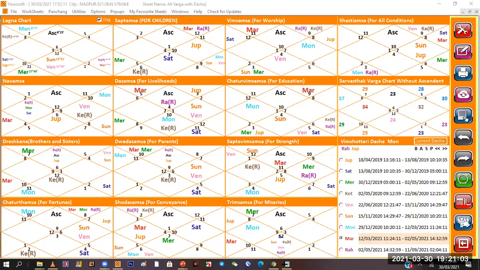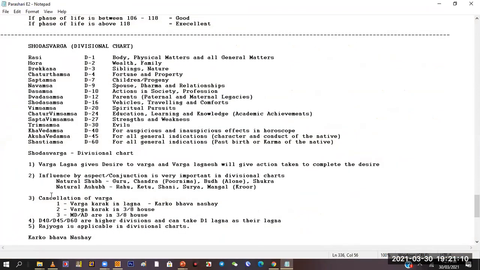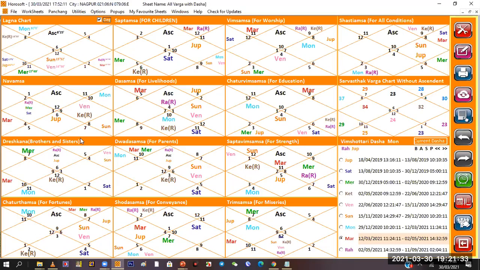So I hope this particular concept is clear. Now I'll take up the next sutra. There are three sutras which are very important, which say when the varga will be cancelled altogether. So that person will never get the result of that varga throughout his or her life, because the varga is getting cancelled.